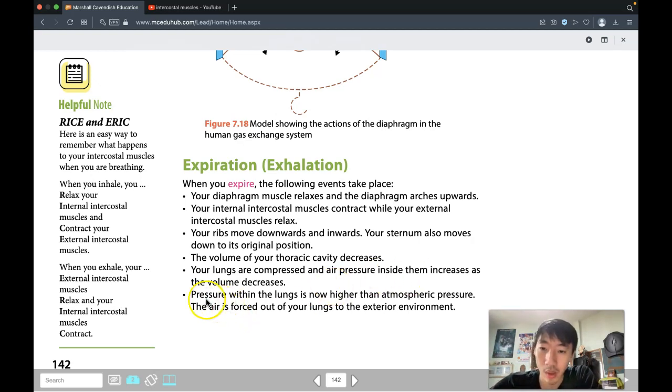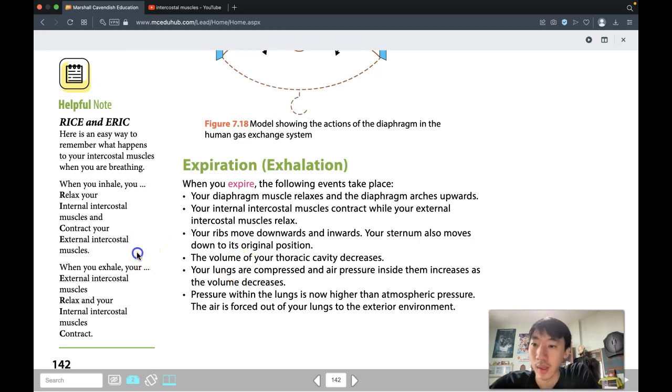Okay, so the pressure within the lungs is now higher than the atmospheric pressure. The air is forced out of your lungs to the exterior environment. So when you're breathing out, you're actually contracting your lungs, you're forcing the pressure to go up so that the pressure of it will push the air out of your mouth.